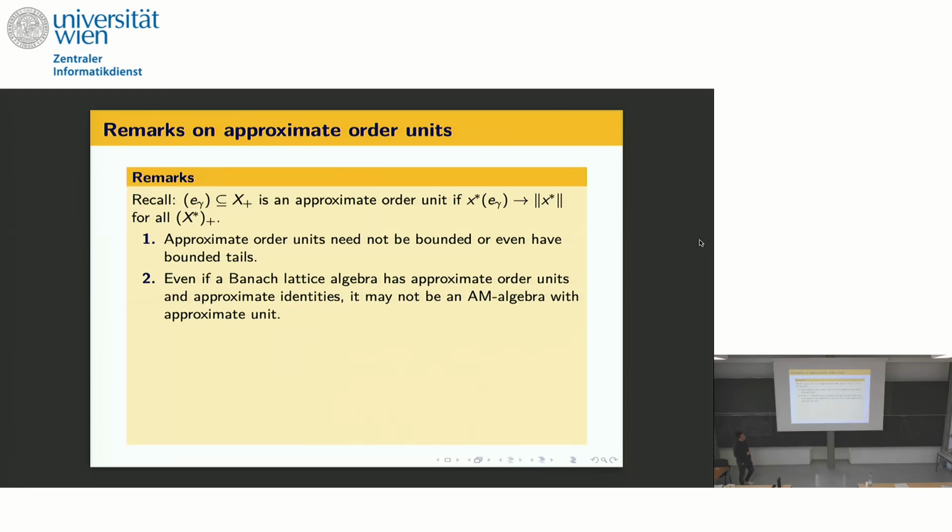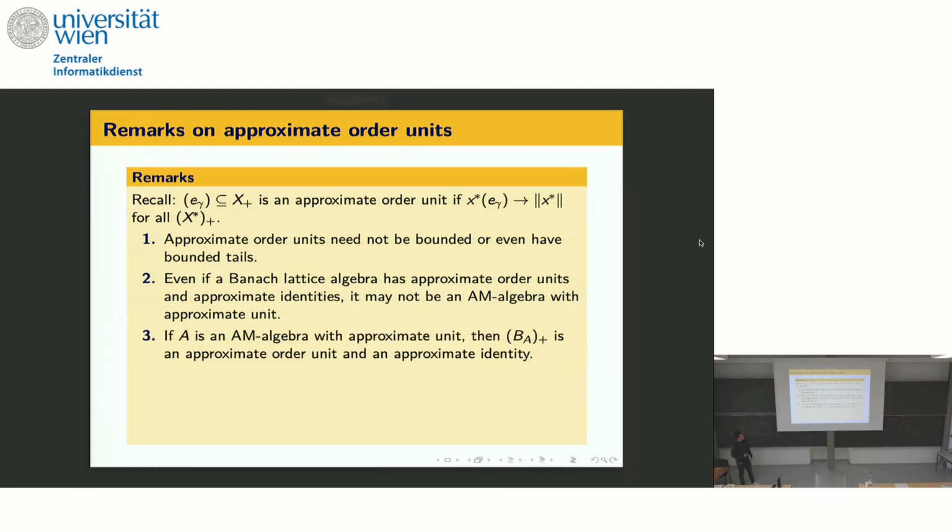Even if a Banach lattice algebra has approximate ordered units and it has an identity, not even approximate identity, but an identity, it may not embed as an IM algebra. So it may not be an IM algebra with approximate unit. That is to say, it may not embed in a C of K. So you really need this compatibility condition. And this was not obvious from the definition, but now it's trivial.